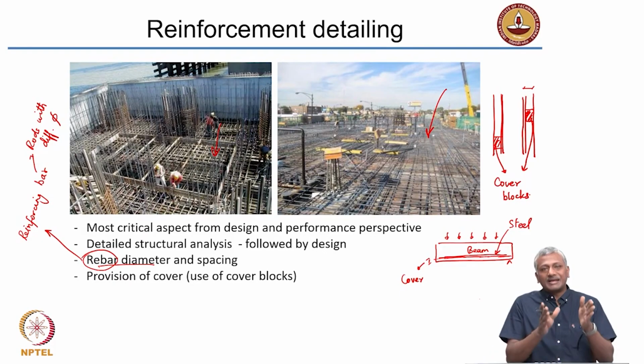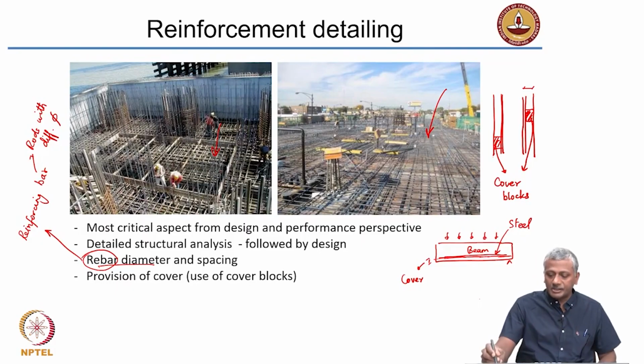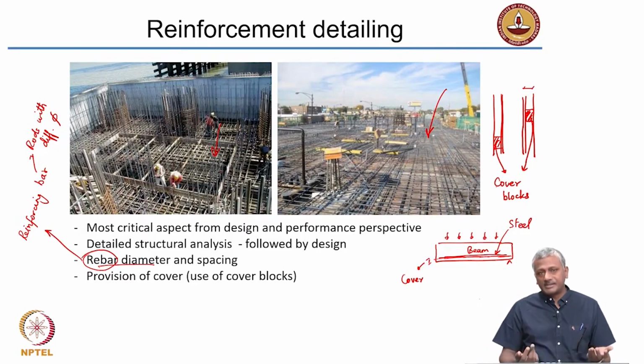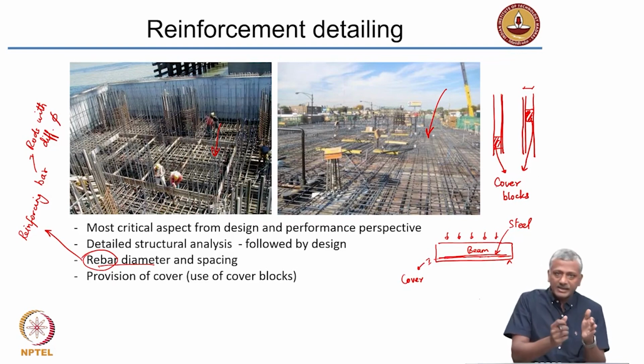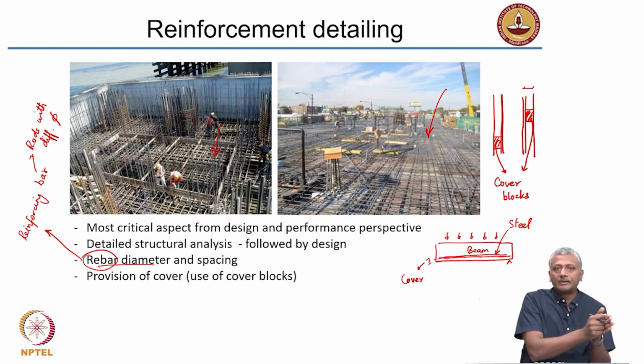So how do we exactly provide 75 millimeters? We have these blocks which are either made of plastic or they can be made of cementitious material like mortar or concrete of the same strength as the concrete in the structure, and those are tied to the steel reinforcement and kept in place between the formwork and the reinforcement, so that when the concrete is poured, the steel reinforcement will be kept in place and will not go towards the corners.